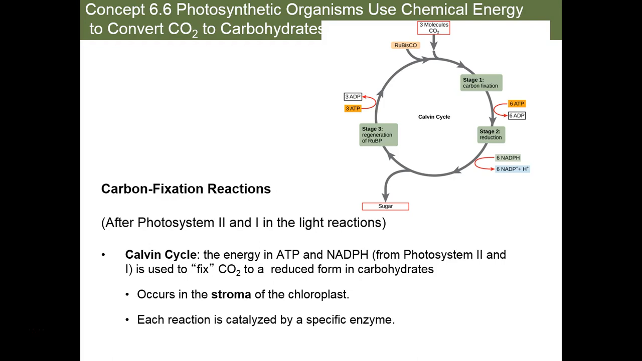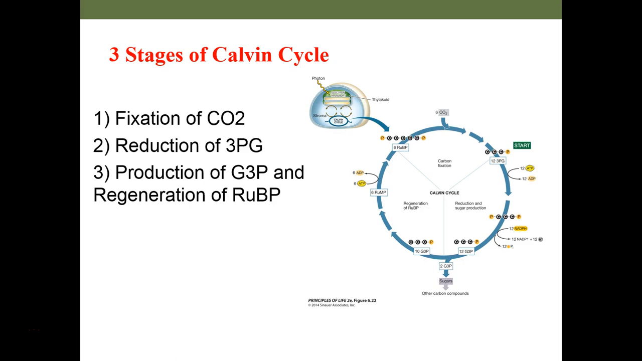Each reaction in the cycle requires a specific enzyme, and the cycle can be split into 3 distinct processes. The 3 stages of the Calvin cycle are fixation of carbon dioxide, reduction of 3-PG, and production of G3P and regeneration of RuBP.